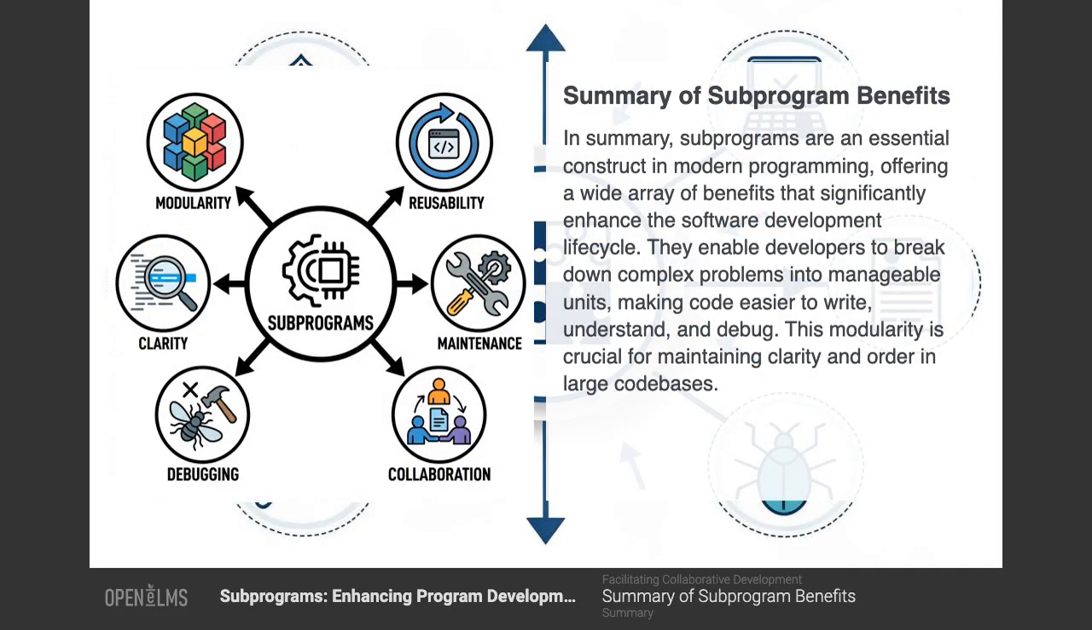Summary of subprogram benefits. In summary, subprograms are an essential construct in modern programming, offering a wide array of benefits that significantly enhance the software development lifecycle. They enable developers to break down complex problems into manageable units, making code easier to write, understand, and debug. This modularity is crucial for maintaining clarity and order in large codebases.